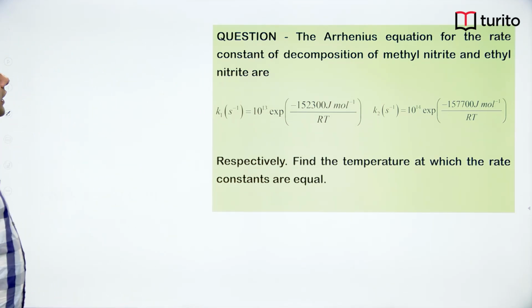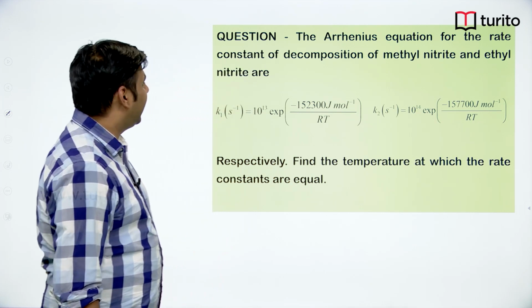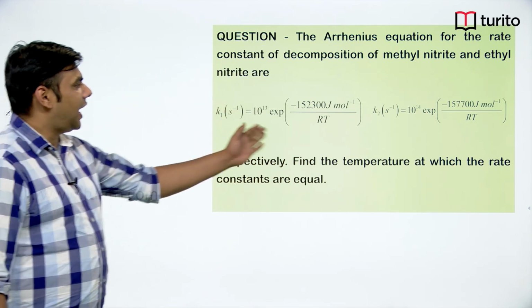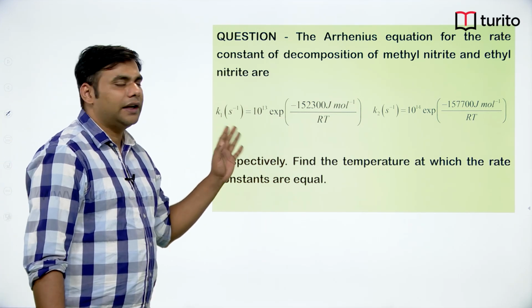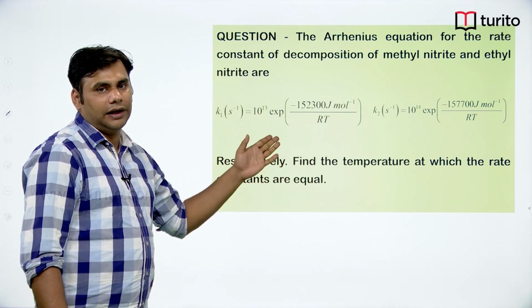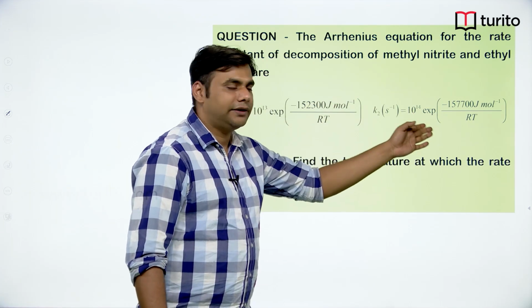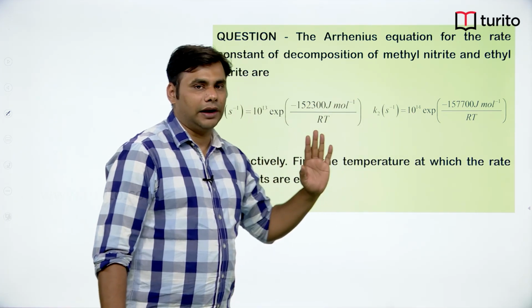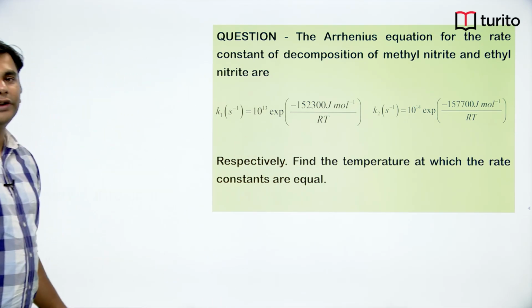The question says that the Arrhenius equations for the rate constants of decomposition of methyl nitrite and ethyl nitrite are as given. The reaction has not been given to us. The only thing said is that methyl nitrite is decomposing and its rate constant expression is something like this, whereas for ethyl nitrite the rate constant expression is something like this. Now we have to find the temperature at which the rate constants are equal.